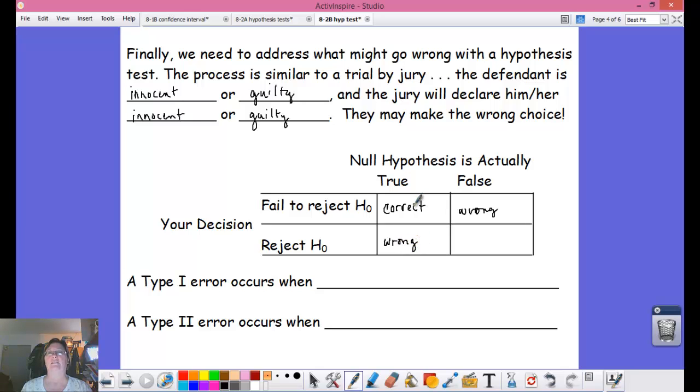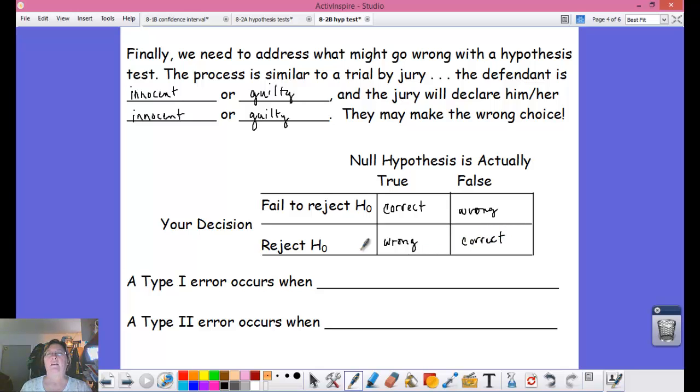In the criminal case, this would be the person committed the crime and you don't sentence him. In our justice system, we're assumed to be innocent. So if the null hypothesis is that the person is innocent and we reject that, then we've imprisoned him wrongly, or her. If the null hypothesis is actually false and you reject it, then you've done the right thing. You've made a good decision there.